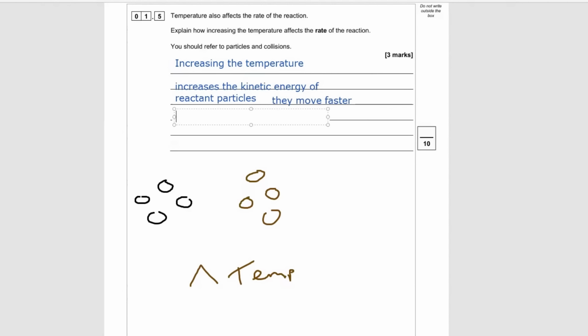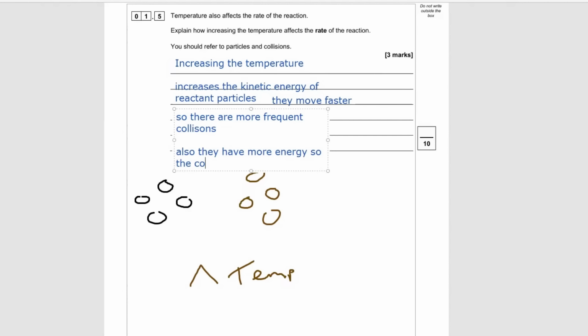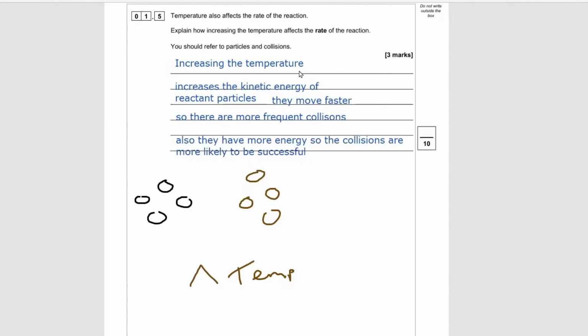So increasing the temperature not only increases the kinetic energy and speed of the particles and therefore more frequent collisions, it also increases the chance of the collision being what we call successful. A successful collision is where they can collide with enough energy that it's greater than the minimum energy to break bonds, which is called the activation energy. So it's more likely they'll collide, but it's also more likely that they'll collide harder with enough energy for a reaction to happen. So we're going to get 3 marks here, one for saying they move faster or have more kinetic energy, one for saying more frequent collisions, and one for saying more successful collisions.